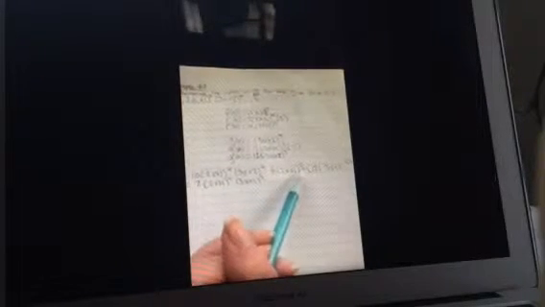Common factor out of 2. Our (2x+1)^4, we have a (2x+1)^4 and a (2x+1)^5. So we can common factor out a (2x+1)^4. And then we have a (3x+2)^4 and a (3x+2) cubed. So we can common factor out a (3x+2) cubed.